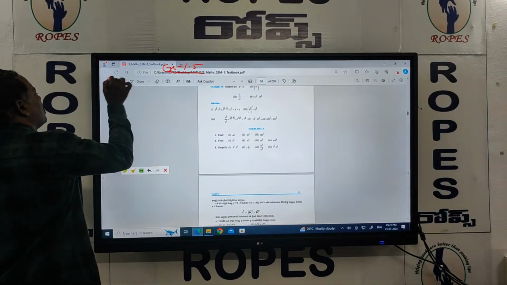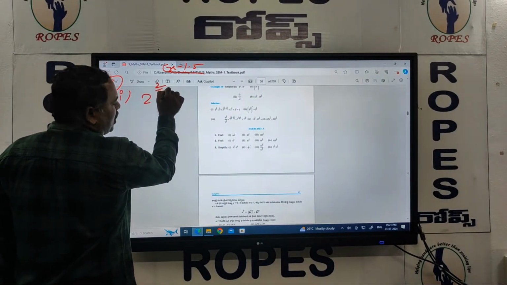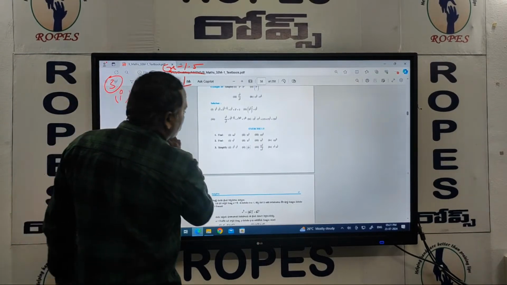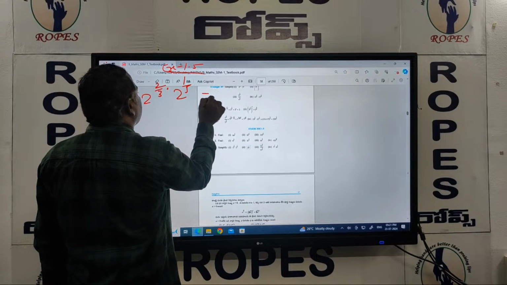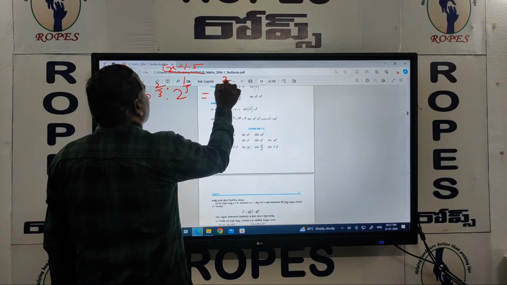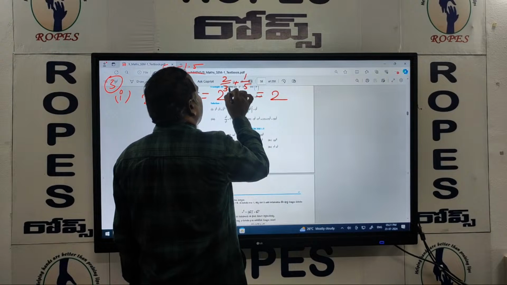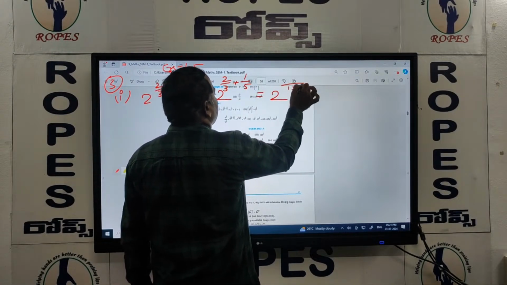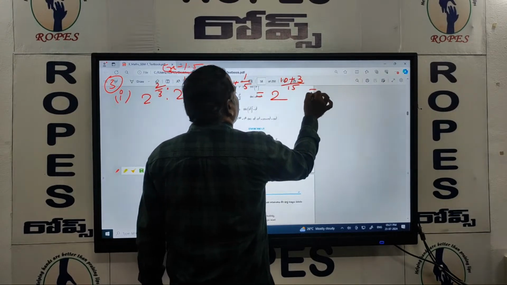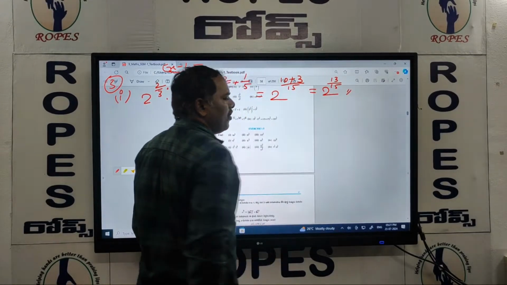In the third question, first sub question, 2 power 2 by 3 into 2 power 1 by 5. Then we can write with the formula a power m into a power n, so 2 power 2 by 3 plus 1 by 5. Thus we can write 2 power, the LCM of 3 and 5 is 15. Now 5 2s are 10 plus 3 1s are 3. Then we can write 2 power 13 by 15. This is the final answer.